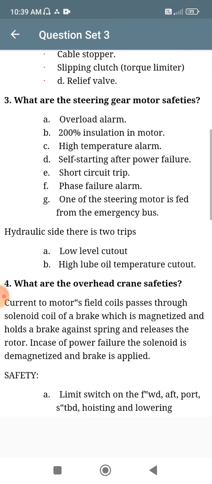And what are the steering gear motor safeties that we can provide? Overload alarm, 200% insulation motor, high temperature alarm, self-starting after power failure, short circuit trip, phase failure alarm. One of the steering motors is fed from the emergency bus, and hydraulic safeties are low level cutoff and high lube oil temperature cutoff. These are the steering gear motor safeties.